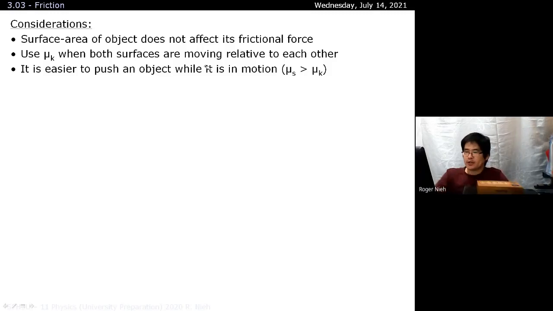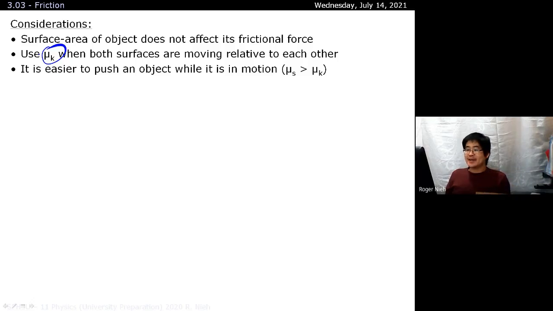As a reminder for point number 2, make sure you know when to use mu k and when to use mu s, all right? When I'm sliding this box on top of the slate, this is mu k. If I'm sliding the slate on top of the box, this is still mu k because they're moving relative to each other. On the other hand, this is an example of mu s, and while they're moving like this, it is still mu s. So even though you may be observing the slate and the box moving right now, they are stationary to each other. All right. So those are other things to keep in mind.